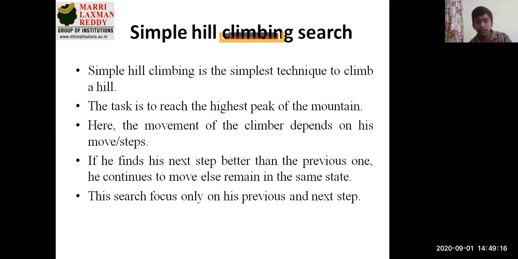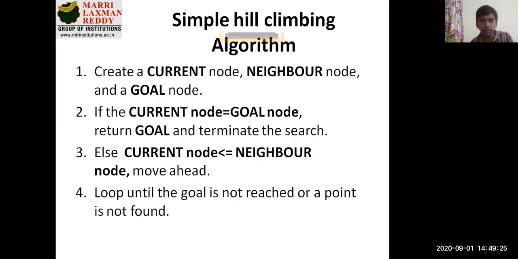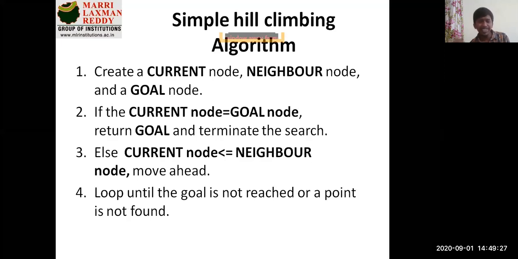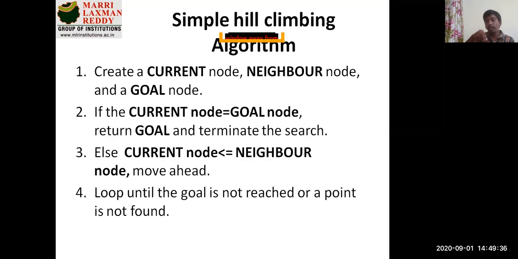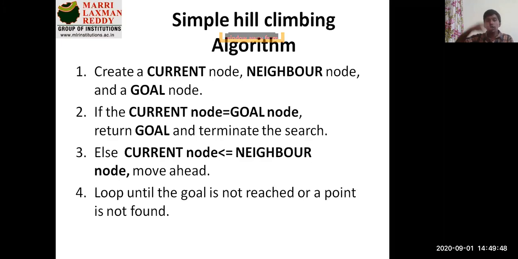The focus here is on moving from the previous step. You need to understand what the previous step is and what the next step is. Then only can the solution be obtained. Now let's see the algorithm. In simple terms, it is only a 4-step algorithm. You create a current node, or the current position of the hill climber, and then understand what the neighbor node is, or what the goal node is. If I want to go to the goal node, I need to move from the current node to the neighbor node.